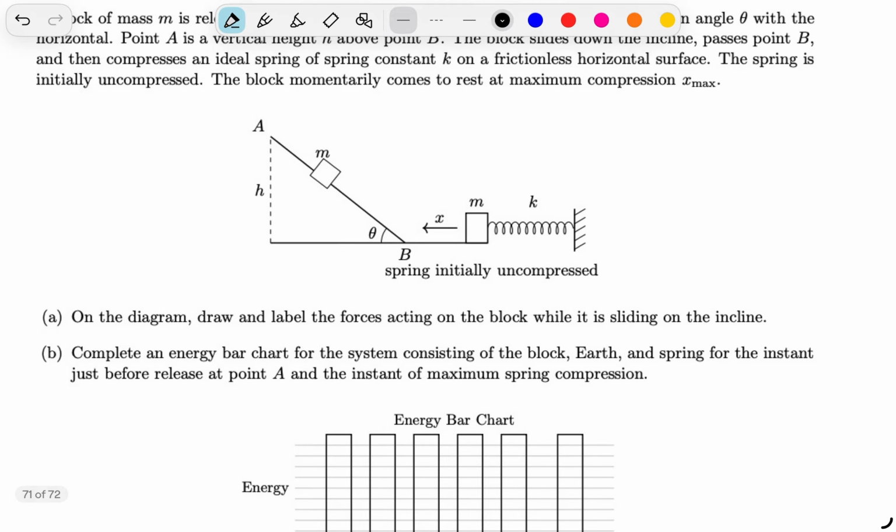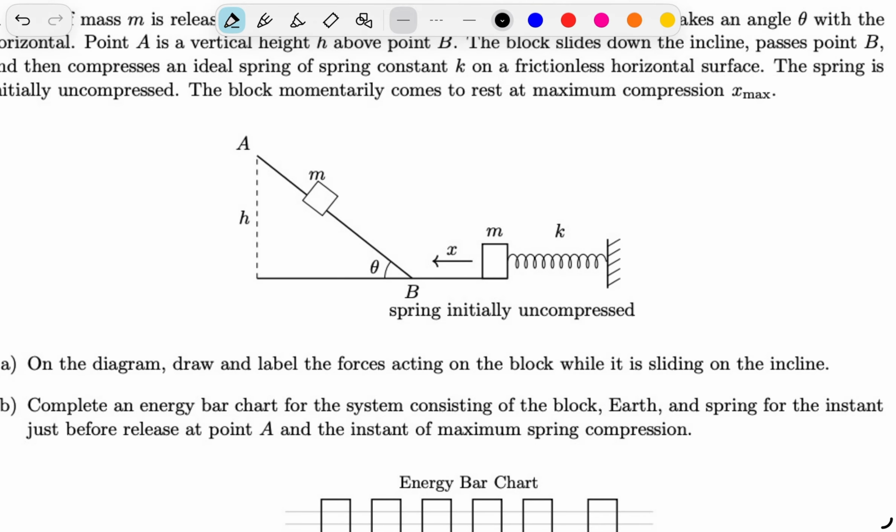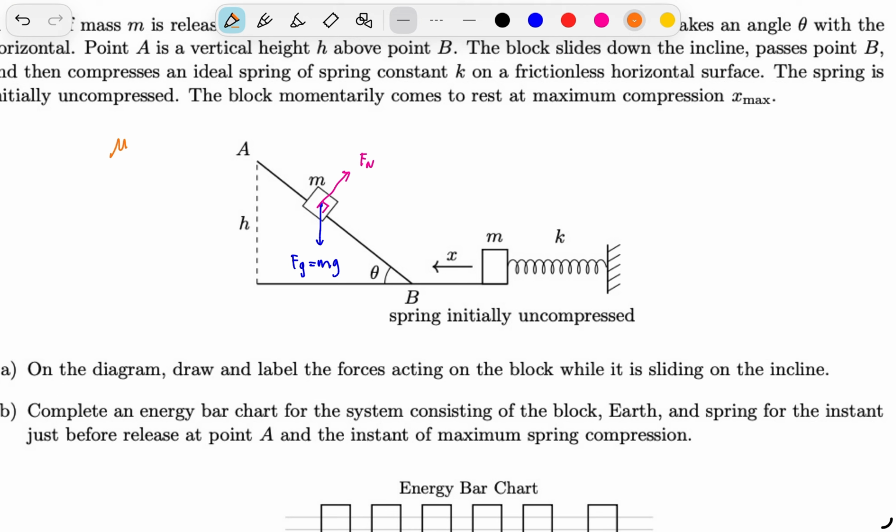On the diagram, we want to draw and label the forces acting on the block while it's sliding down the incline. While the block is sliding down the incline, we are going to have a force of gravity that is acting downwards from its center of mass equal to mg. We also are going to have a normal force, perpendicular to the incline at 90 degrees from the point of contact. Because we know that this surface is frictionless, that means that we have no force of friction acting.